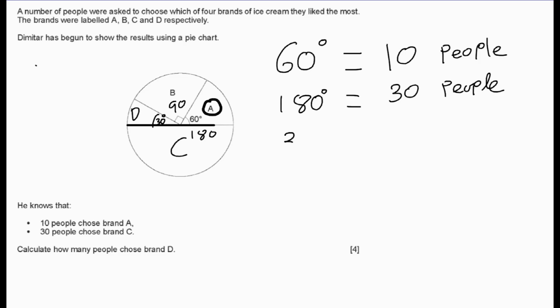So 30 degrees, well, that's half of 60 degrees, so that's going to be half of 10 people, which is 5 people. So we can say that 5 people chose brand D. Occasionally, you'll have a question like this where there's a pie chart, but you don't need to use a protractor, or indeed, the pie chart might be drawn inaccurately, so you can't.